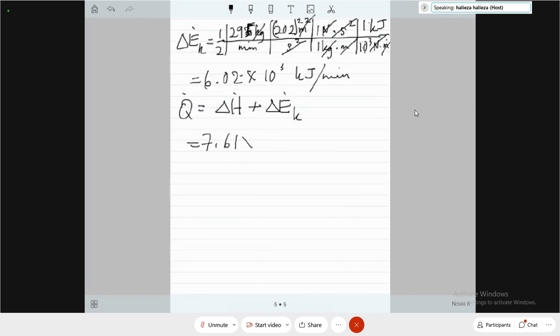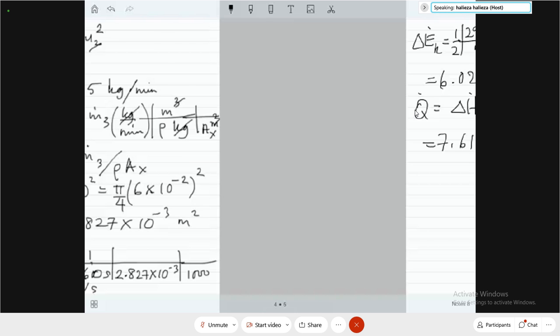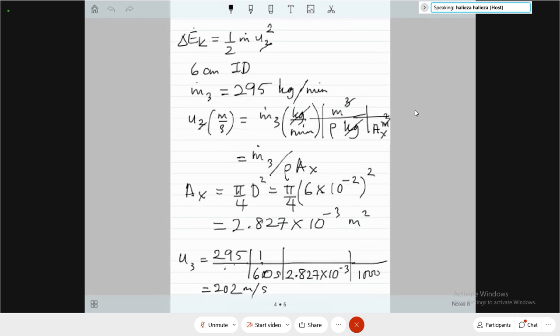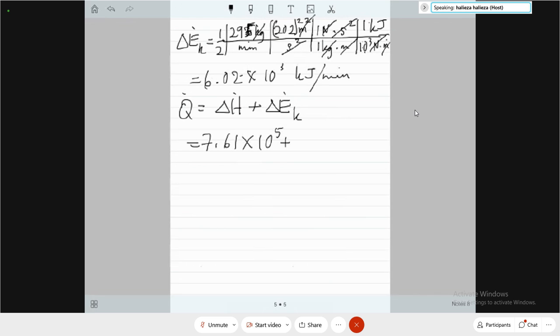7.61 times 10 to the power 5 plus the kinetic energy. Kinetic energy we got, it's already up there, 6.02 times 10 to the power 3. So you sum it up. If we look at the textbook, the answer is 7.67 times 10 to the power of 5 kilojoules per minute.